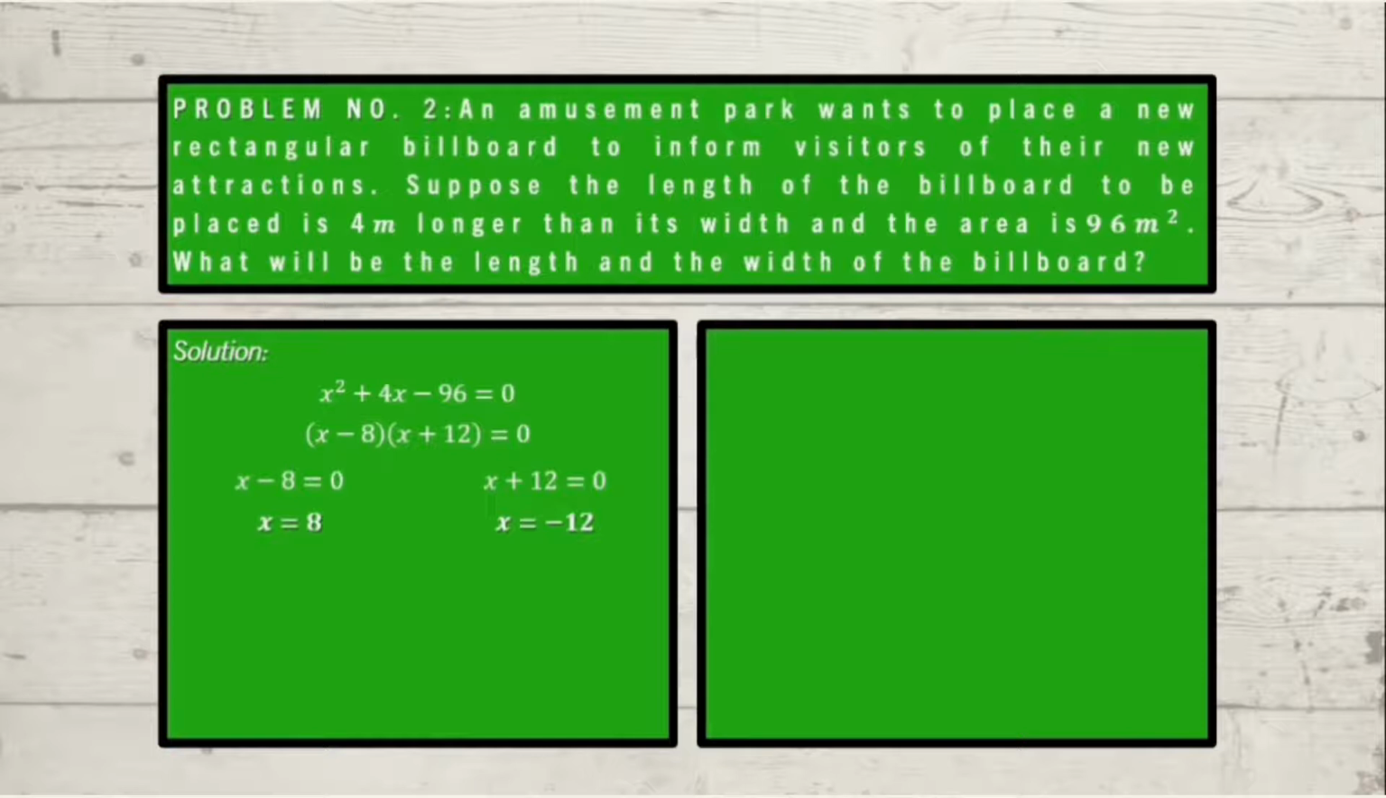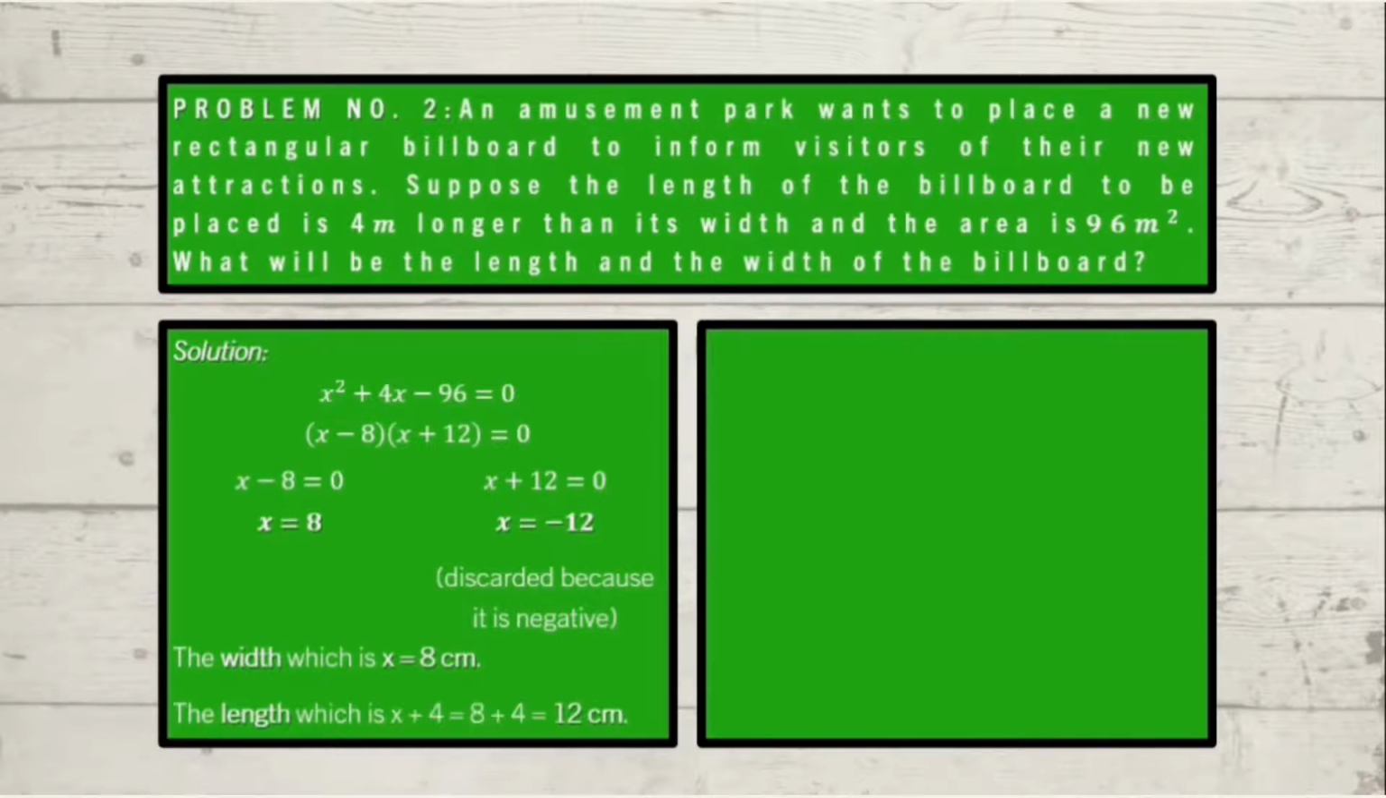Since we are looking for distance, we will discard the negative number. We will use 8 as the value of our x. Therefore, the value of our width is 8 meters. And the value of our length is 12 meters since we will add 4 to the value of x, which is 8. After showing the solution, proceed to the checking to be sure of your answer.